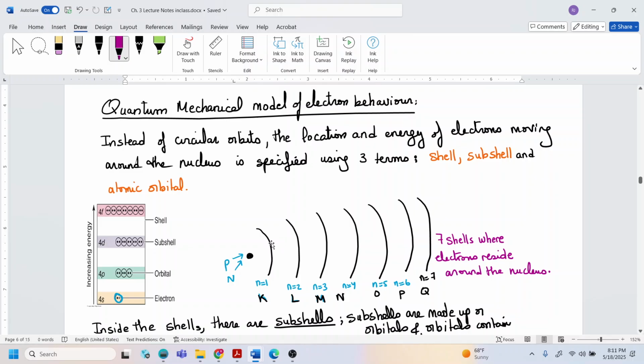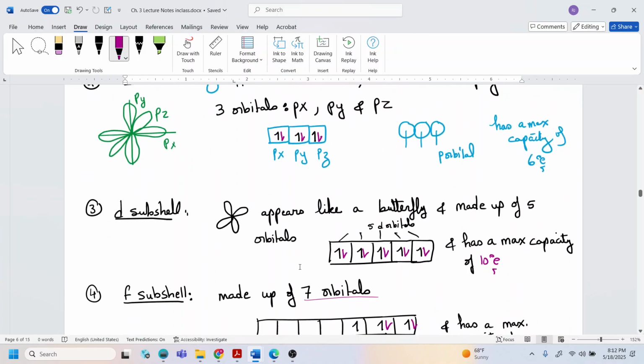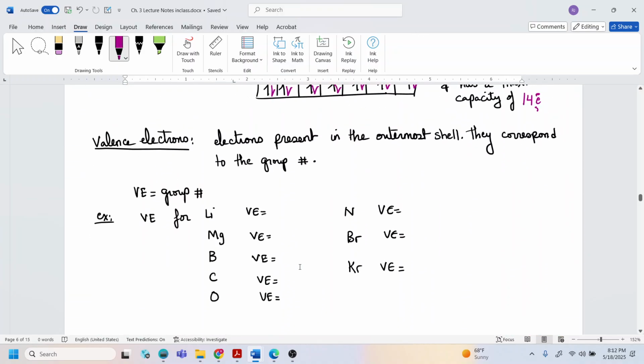So for example, some elements end up in the n equal to 1 shell. So their outermost shell is n equal to 1. Some elements end up in the n equal to 2 shell. They don't have electrons past that. So their outermost electrons are the ones that belong to the n equal to 2 shell. So these outermost electrons, we call them valence electrons. They belong to the outermost shell. It is the last shell of the element, okay?